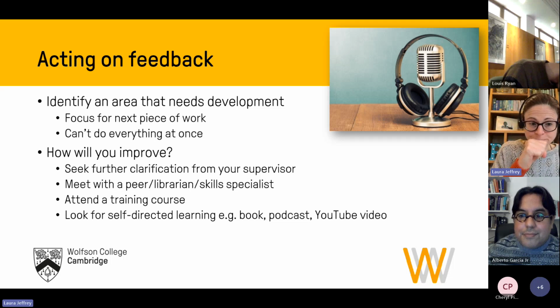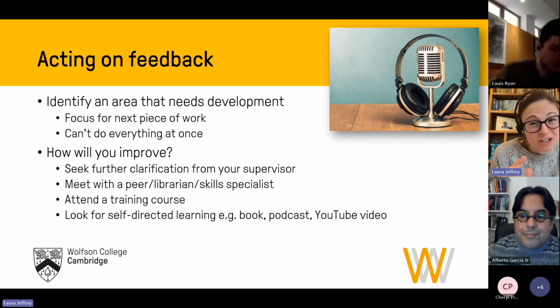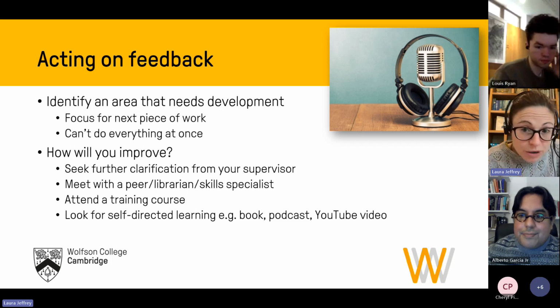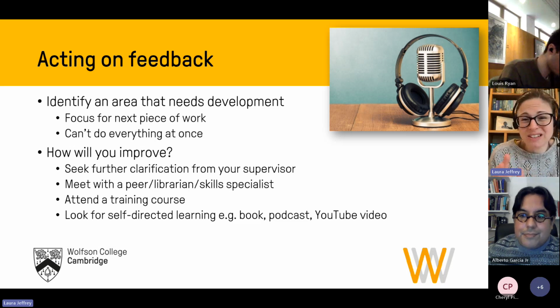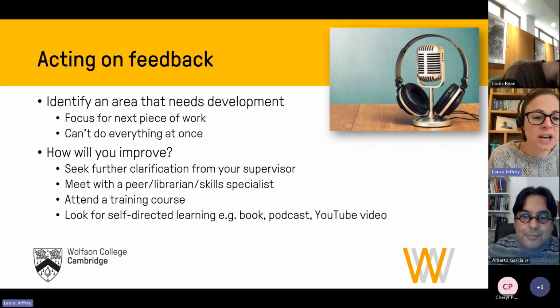And how are you going to do it? Build up a bit of an action plan. Are you going to speak to your supervisor and say, thank you for raising this, but I'm not sure I totally understand what you mean by that? Are you going to meet with a librarian or with a writing consultant? Is there a training course you can go on? If it's something really basic, you think, actually, I must crack learning how to use Zotero. I'm going to do that.